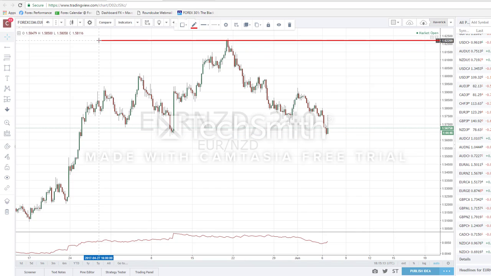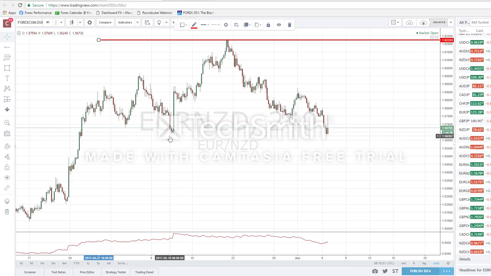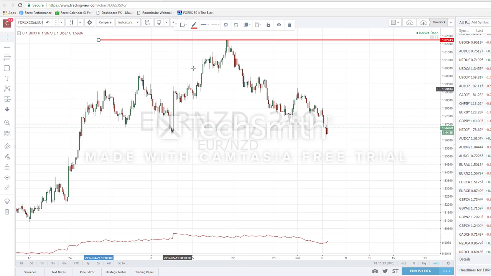Resistance is going to be the exact opposite. As you can see up here, price hit here and bounced lower. This is referred to as resistance. Price resisted this area, bounced off. With the support, it supported the area, price bounced off. So resistance is going to be an area above price that's going to keep price below it.